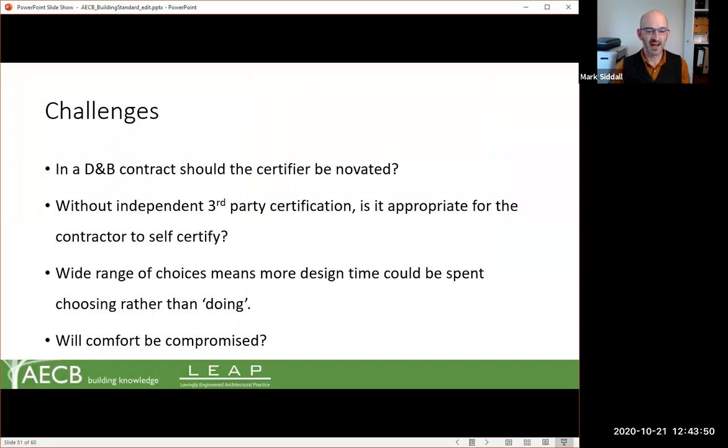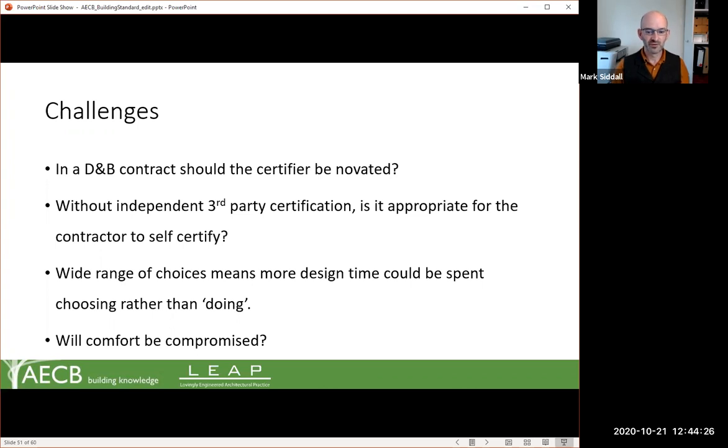Some of the challenges that can arise, if you're looking at a design and build contract, for instance: who would be the certifier, and would that certifier then be novated to the contractor? In which case, can you be as confident about that certification process? Without third-party independent certification, is it appropriate for the contractor to self-certify, or should the client be retaining the certifier as an independent third party? It's a choice that the client should be making.